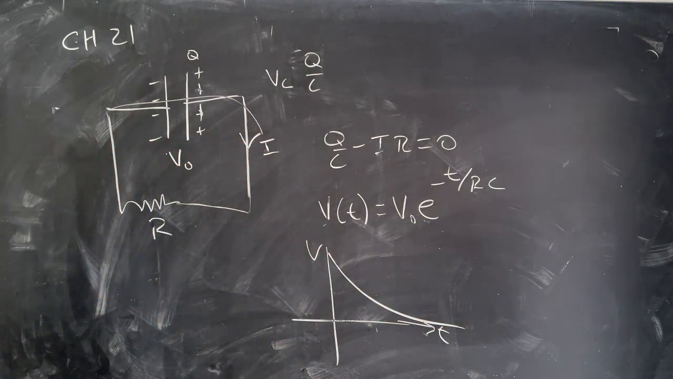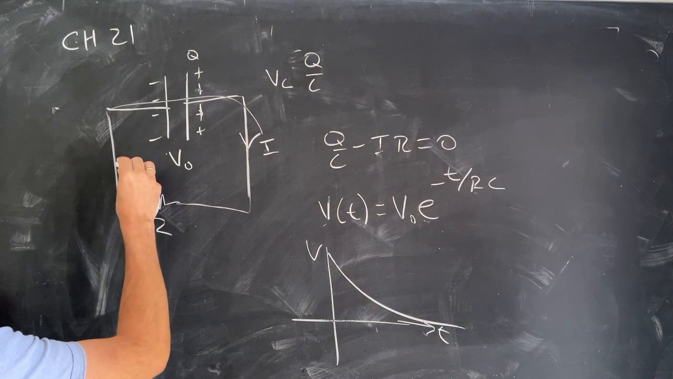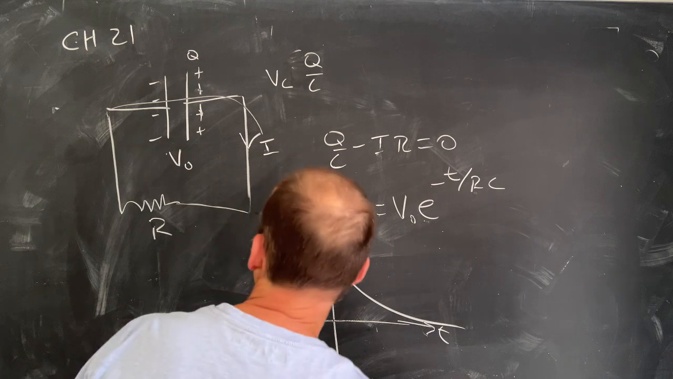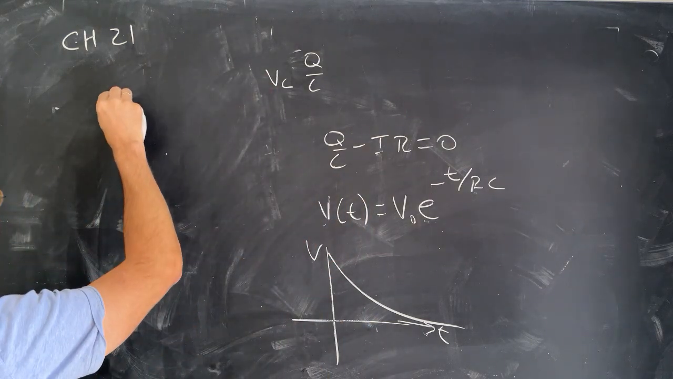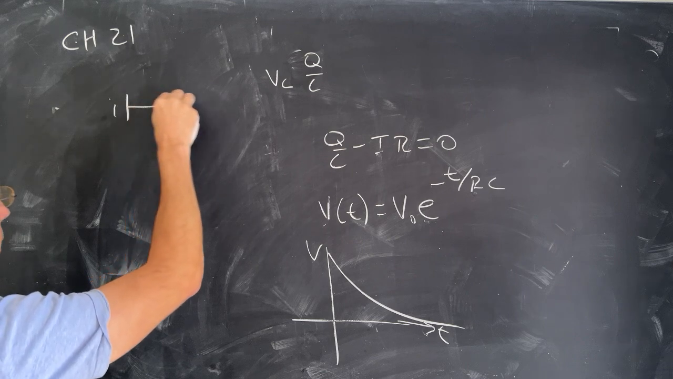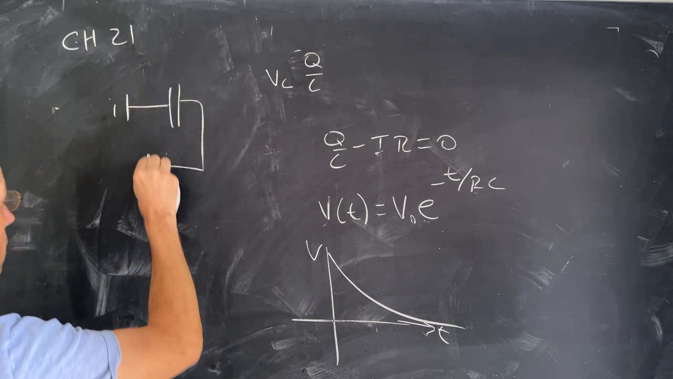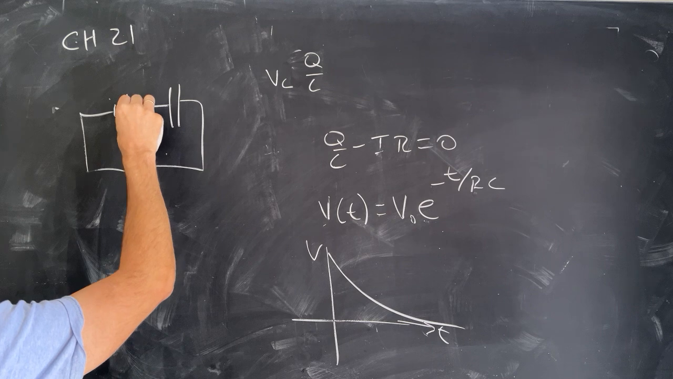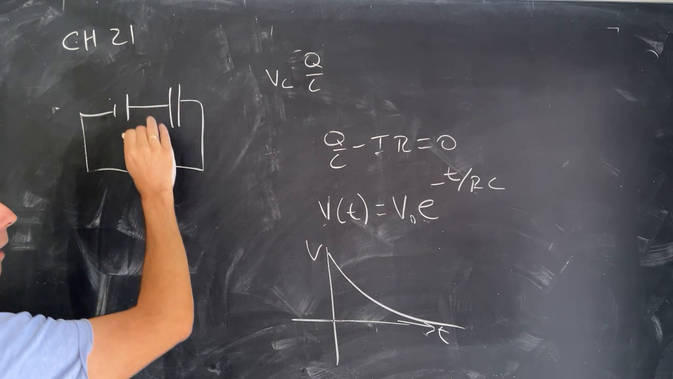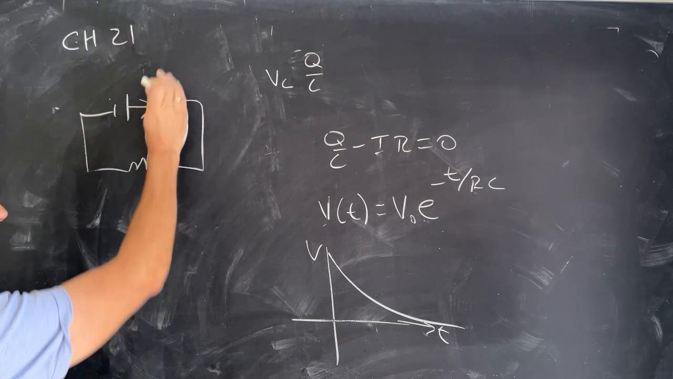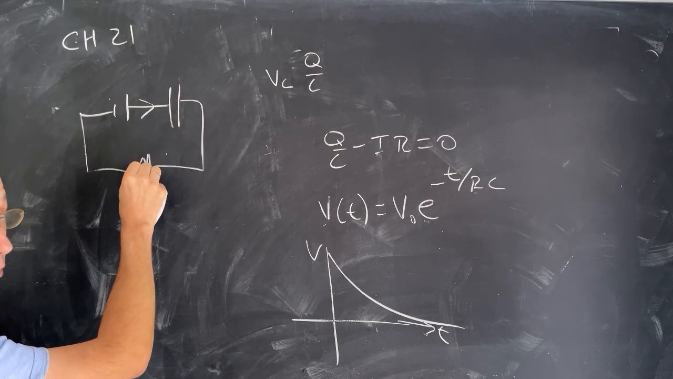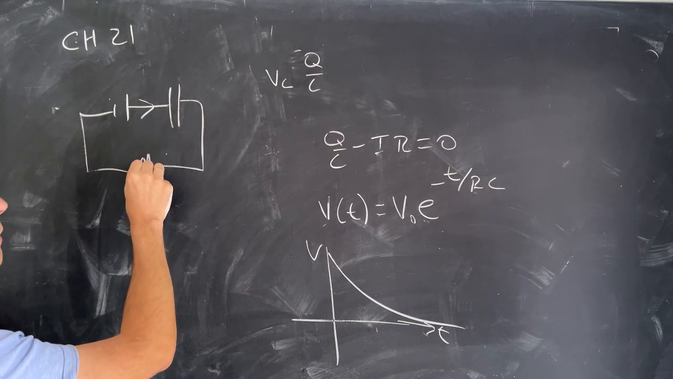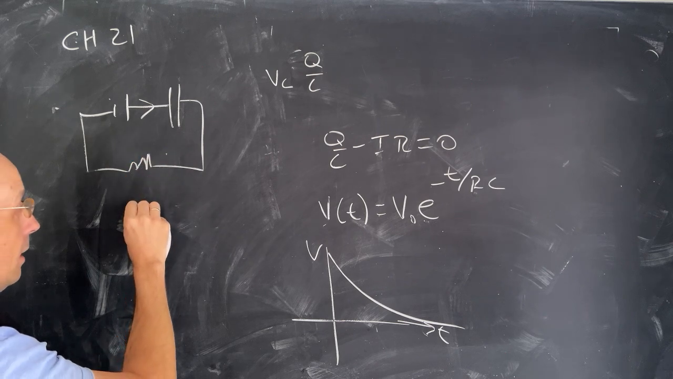Now, what if I have a battery in there too, and the capacitor is not charged? So that would be like this. I'm not going to solve this problem, I'm just going to tell it to you. If I have a battery, a capacitor, and a resistor, the loop rule says that initially I'm going to have some current I, and there's going to be no charge in the capacitor, so there's no voltage drop, but I will have a voltage drop across the resistor.